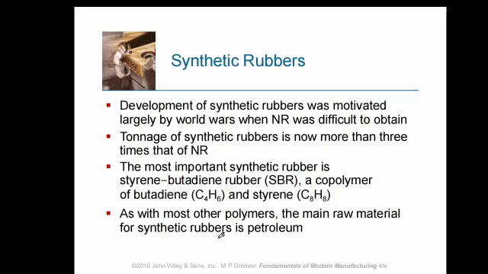And the most important synthetic rubber is styrene butadiene rubber, SBR, styrene butadiene rubber, which is a copolymer. Remember what we said about a copolymer? It's a polymer which is made up of alternating monomers. Okay, it's a polymer made up of alternating monomers, as shown here.